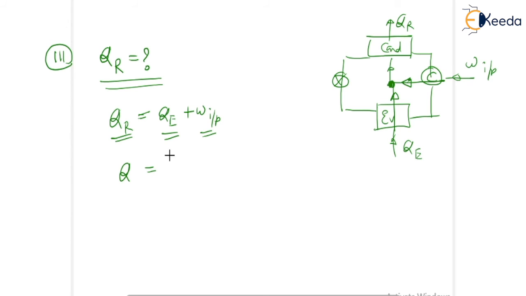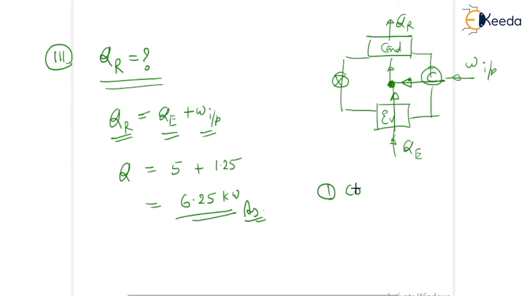So what is the value of QE? The value of QE is 5. And what is the value of work input or power input? The value of work input or power input is nothing but 1.25. Is it right? That means the total value is what? 6.25 kilowatt. Is it right? So this is your final answer.